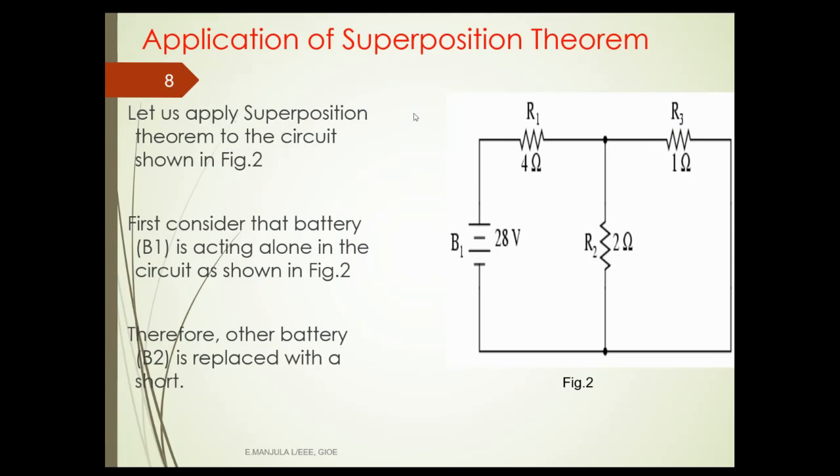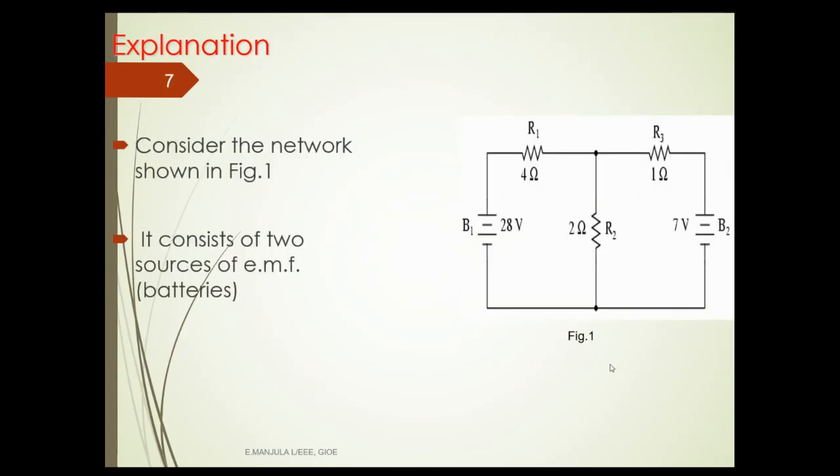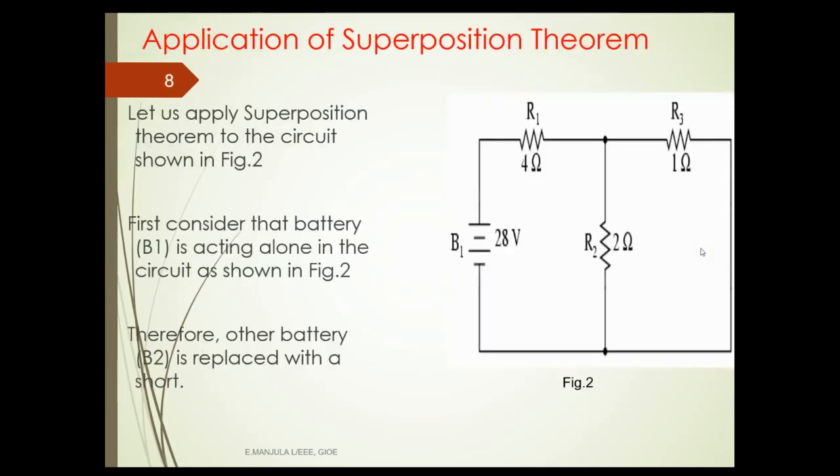So let us apply the superposition theorem to the circuit shown in figure 2. Here we have battery 1 and battery 2. The statement says that when there are two sources, one EMF source needs to be replaced with its internal resistance. So first, consider that battery B1 is acting alone in the circuit as shown in the figure.